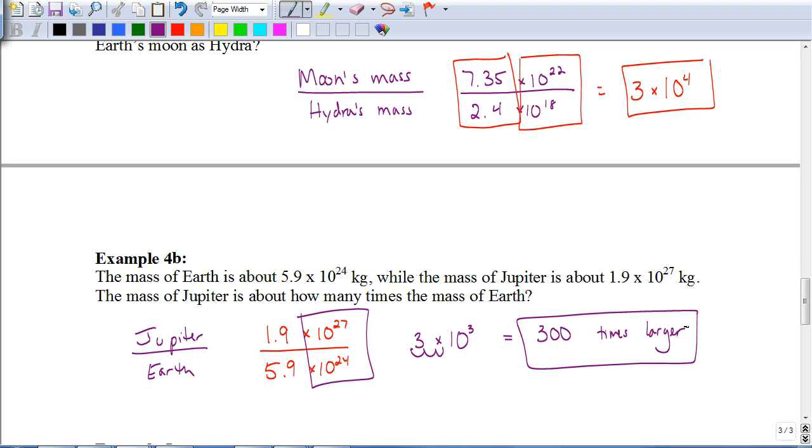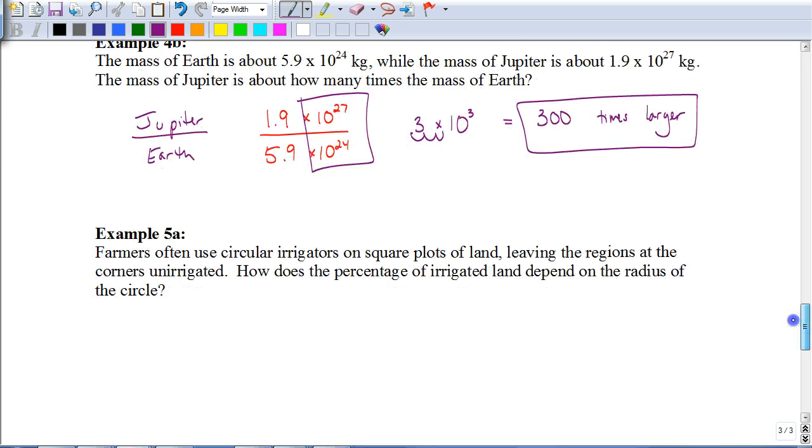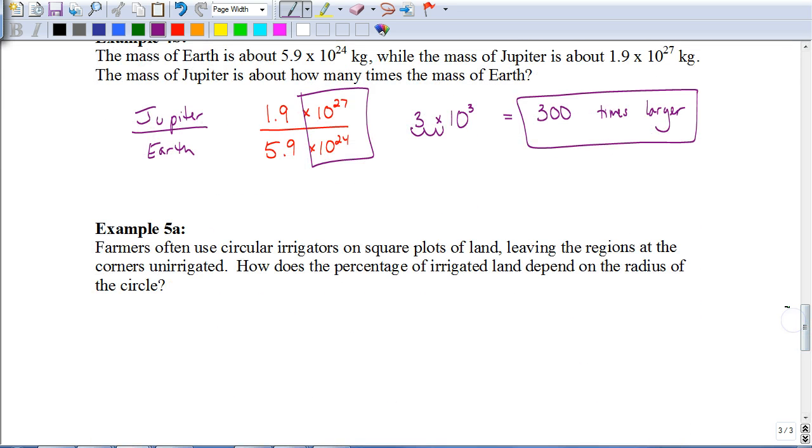So Jupiter is approximately 300 times larger than Earth. Let's see how we can apply that to this problem here. It says farmers often use circular irrigators on square plots of land, leaving the regions at the corners unirrigated. How does the percentage of irrigated land depend on the radius of the circle?